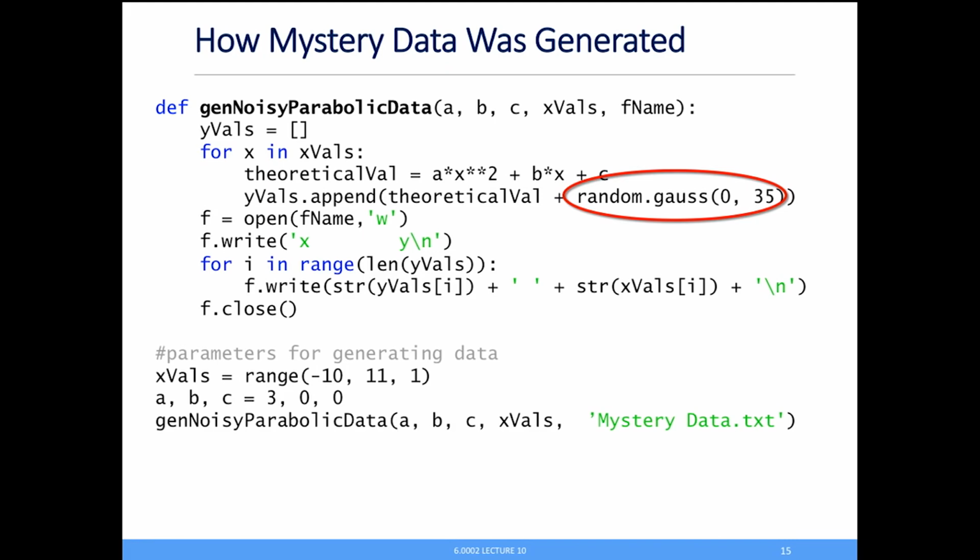The rest of this, you can see, it's simply going to write it into a file, a set of x and y values. But this will generate, given a value for a, b, and c, data from a parabolic arc with noise added to it. And in this case, I took it as y equals 3x squared, and then b and c are 0. And that's how I generated it.